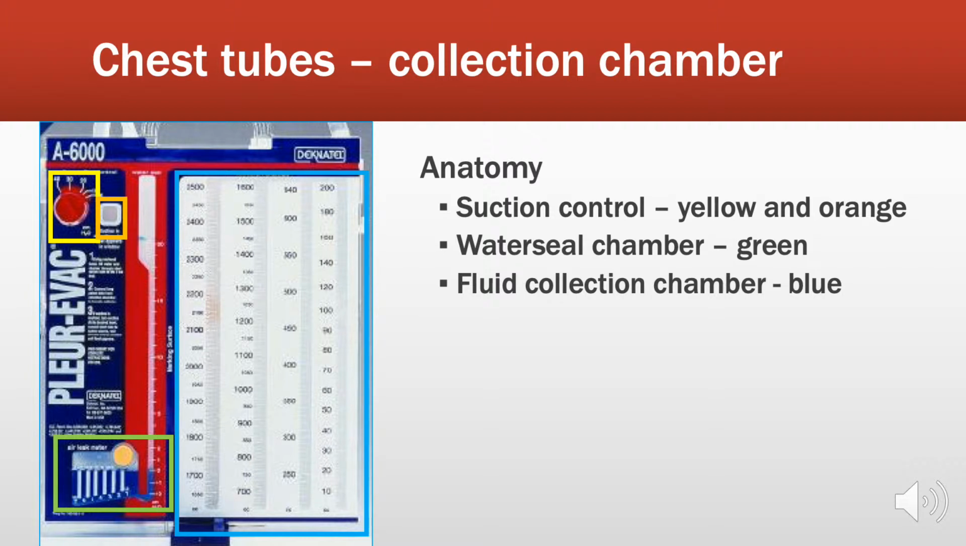You'll see next to that is an orange box. That tells us if the suction is on or off. Currently, you see that it is off. The green box highlights the area of water seal. This is where you'd look for bubbles if there is a persistent air leak or pneumothorax. Outlined in blue is the fluid collection chamber, and that's where you'll have your pleural fluid or blood draining out. Here you see what the orange box looks like. It will be filled with an orange accordion-like material so that you know the suction is on.